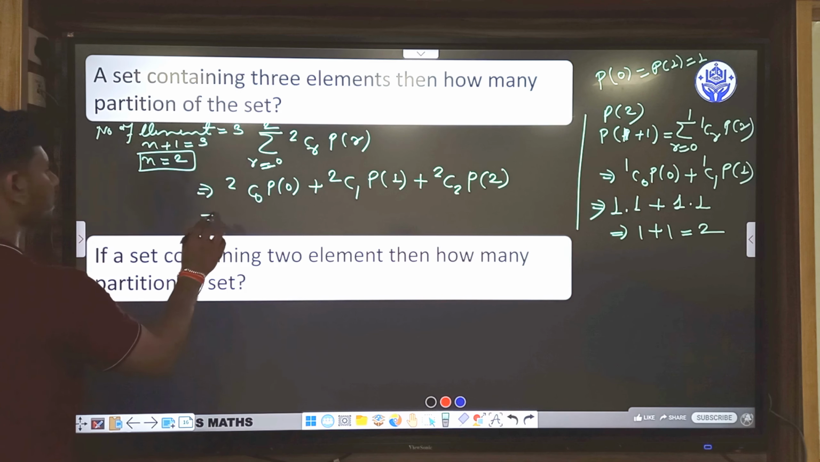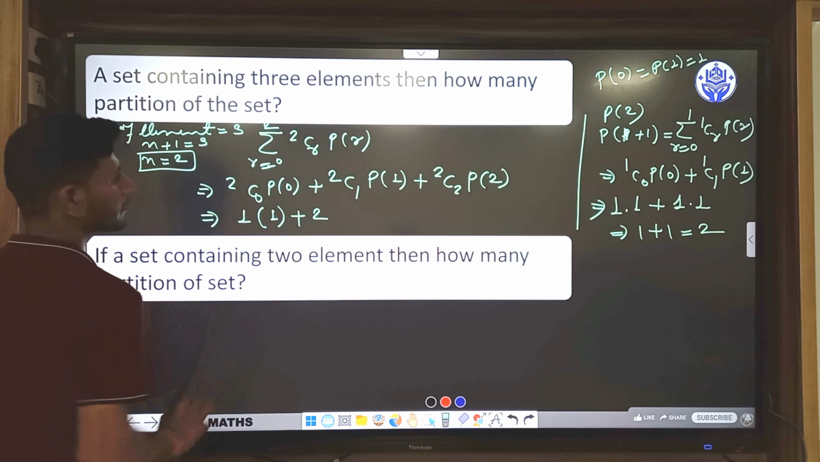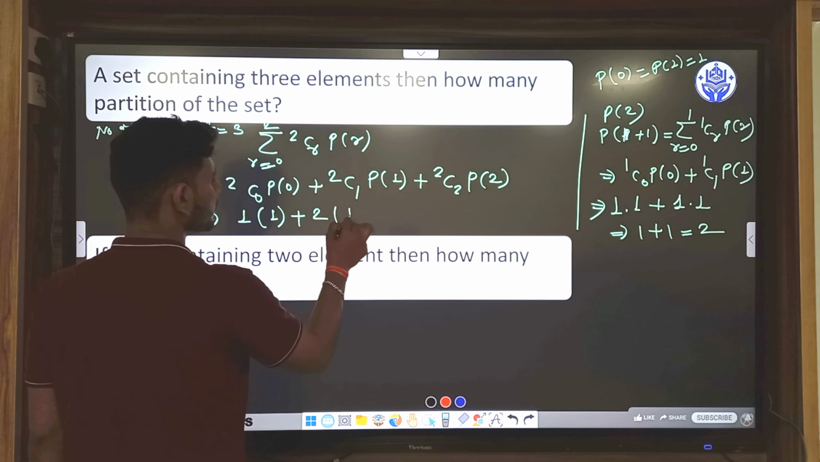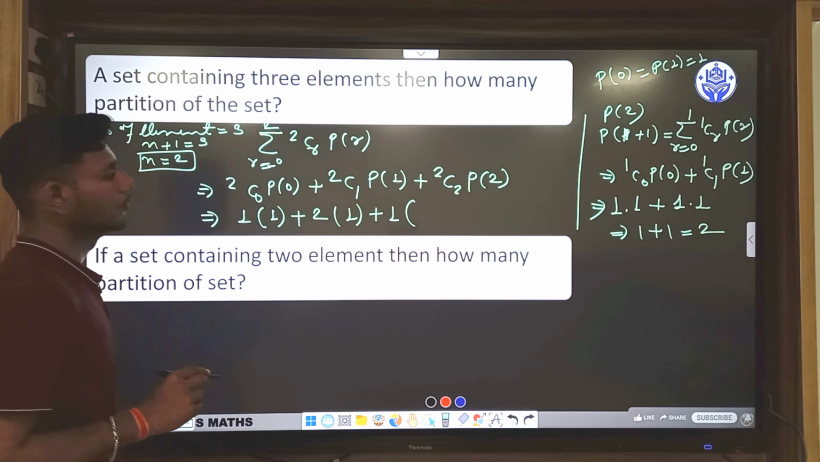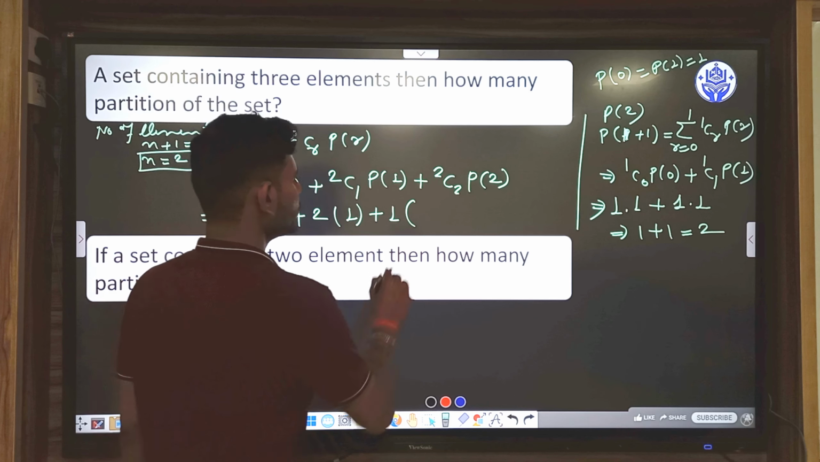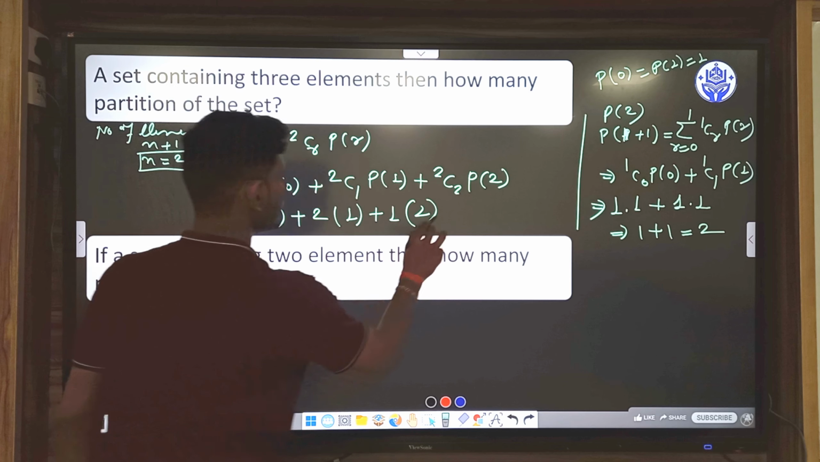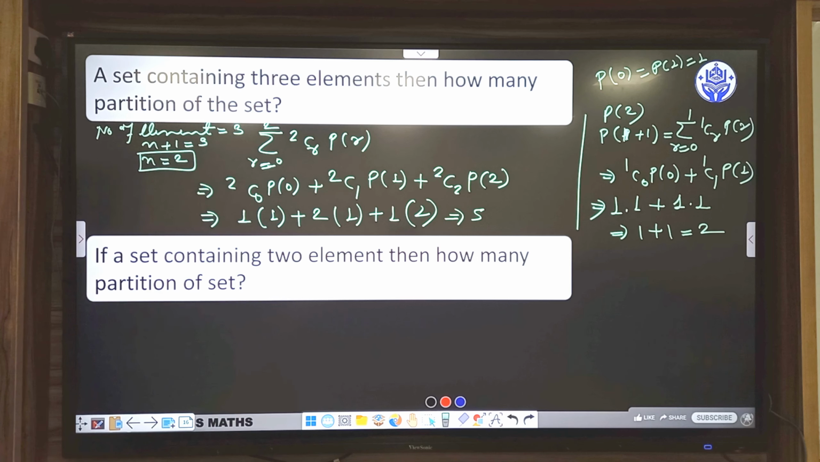I have all the values. This is 1 into 1 plus 2 times 1 plus 1 times 2, so the value is 1 plus 2 plus 2, which is 5. So P3 is 5, which we can easily find here.